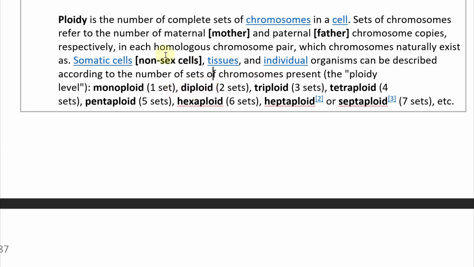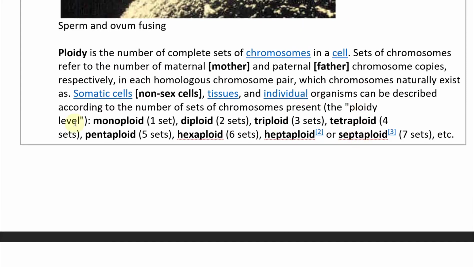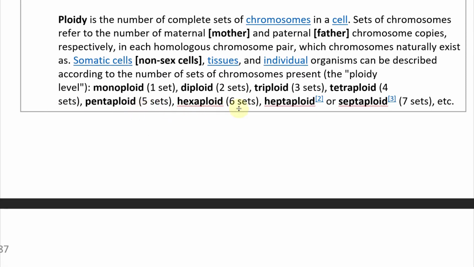Going back here, somatic cells, tissues, and individual organisms can be described according to the number of sets of chromosomes present, which is called the ploidy level. So monoploid has 1 set, diploid has 2 sets, so you have 2 copies, triploid has 3 sets, tetraploid has 4 sets, pentaploid has 5 sets, hexaploid 6, heptaploid or septaploid 7 sets, etc.